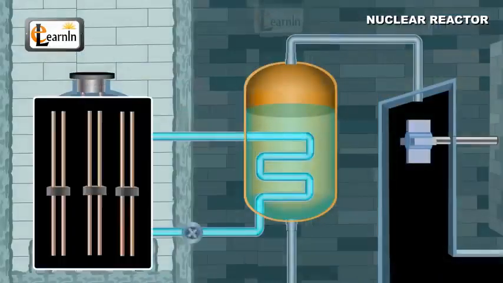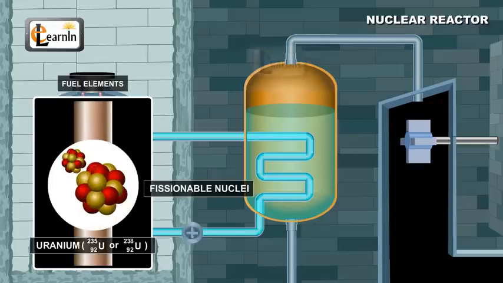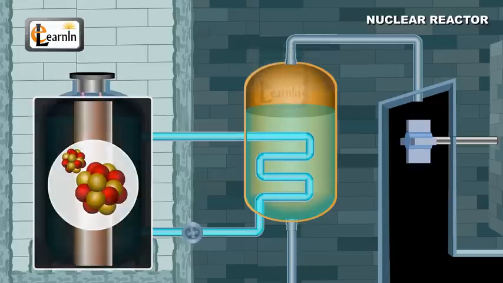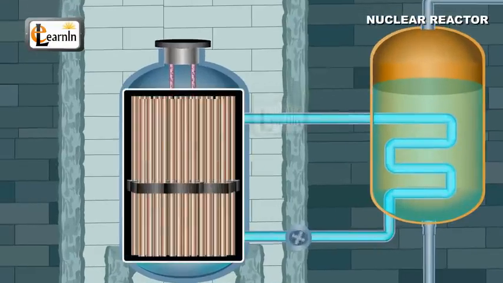Fuel elements come usually in the shape of thin rods of about 1 centimeter in diameter and contain fissionable nuclei like uranium-235 or uranium-238. These rods vary in number according to the size of the reactor. In large power reactors, thousands of fuel elements are placed close to each other. This region where these fuel elements are placed is called the reactor core.